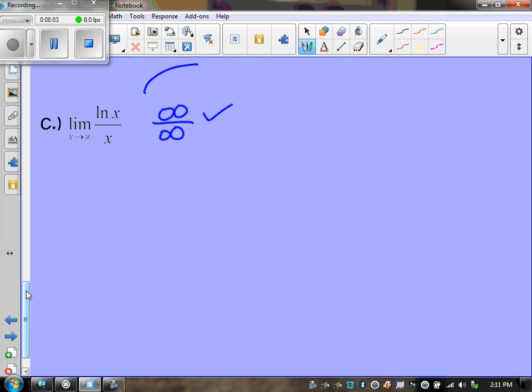Since I don't know what it is and I can't factor and I can't rationalize, let's use L'Hopital's rule. The derivative of natural log of x is 1 over x. The derivative of x is 1. So really this is the same thing, it's just a 1 over x.